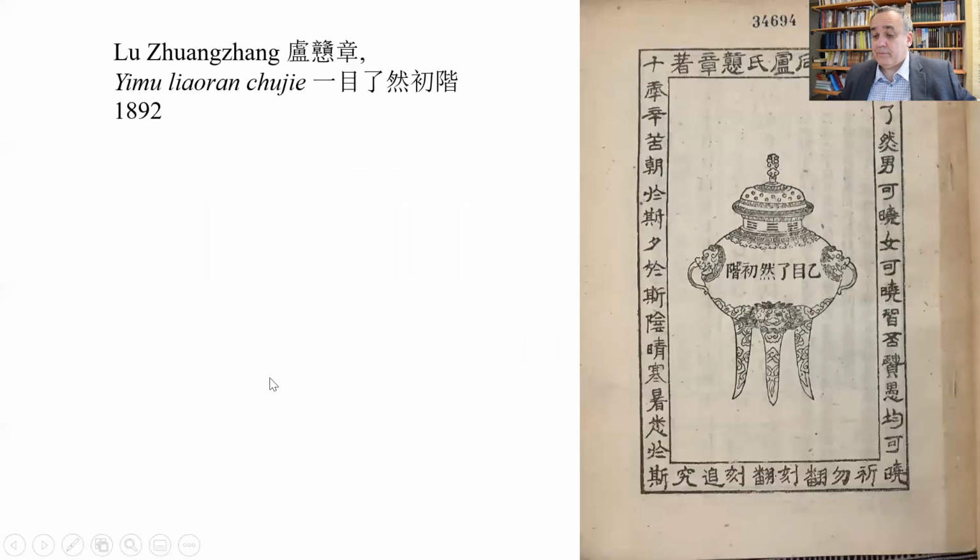Often people say that the first book that was published in this manner is this book by Lu Zhuangzhang, Yi Mu Liao Ran Chu Jie. It was published in 1892, and the title means something like the beginning of looking at it with a fresh eye. This person, Lu Zhuangzhang, was quite instrumental in developing Chinese pinyin, or the romanization of Chinese. He was one of the first people interested in romanization.